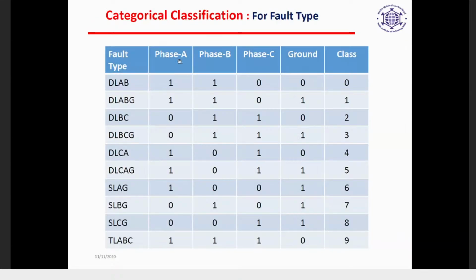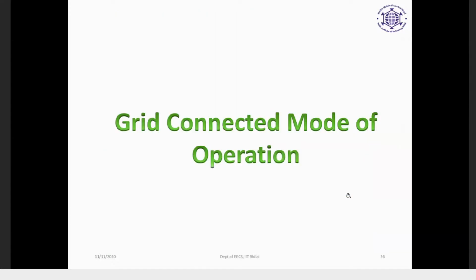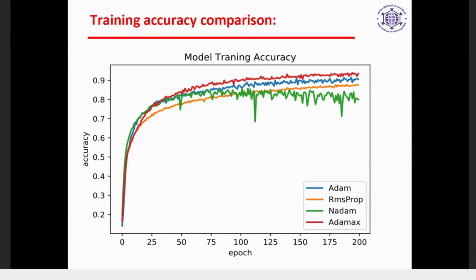And then if the phase A and B is involved in it, then we just give 1 to both phase A and phase B. If not, then phase C and ground are simply 0, and then this is class 0. So similarly, we have these 10 classes. So these are the results which have been shown.